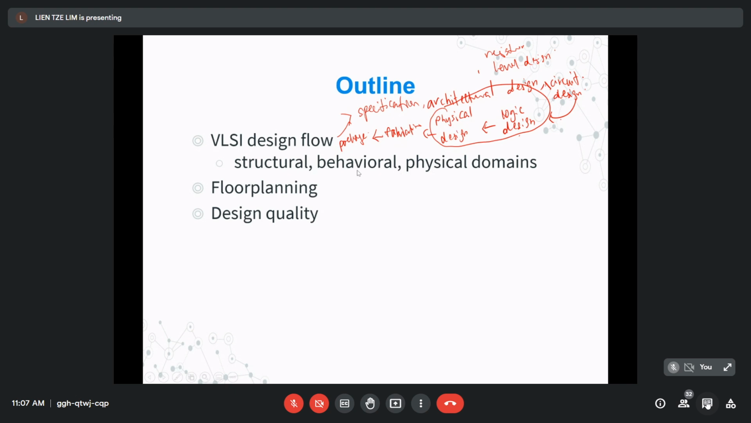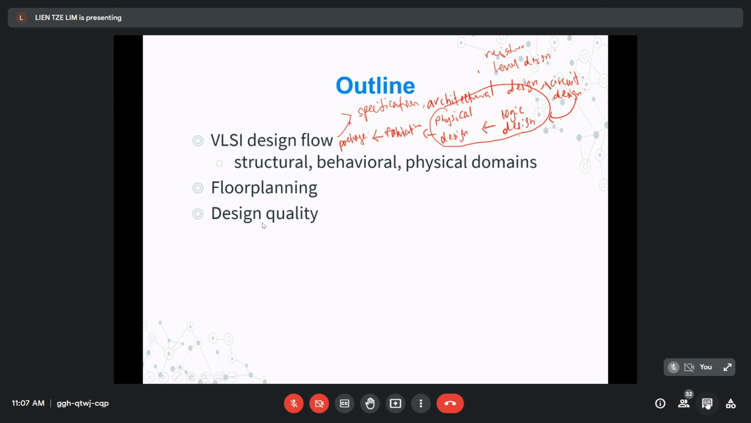Behavioral can be in register level design or architectural design. Later each of these domains will be described. And then floor planning. This floor planning is one of the important steps after logic design, before the IC is fabricated. Other than producing the physical design, we also need to do floor planning. What is floor planning? This will also be covered.